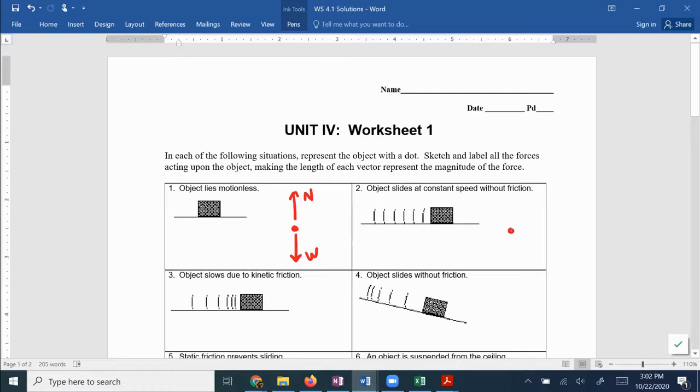For the second one, it slides without friction, right? So if there's no friction there, then we have the force of gravity still, the weight force. We would also have the normal force upwards. And that's it, right? If there's no friction to slow this thing down, you don't need a force to the right to keep it going, right? Since there's nothing slowing it down, you don't need a force in the other direction keeping it going.